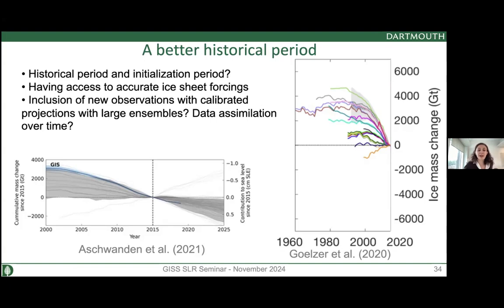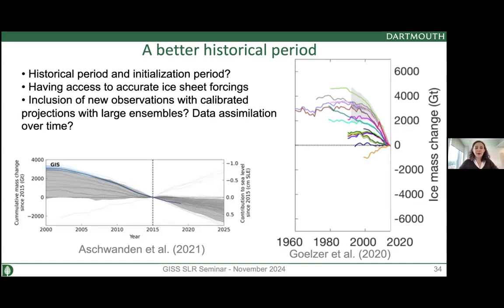So how can we move forward? Several things. We need to have access to accurate forcing from the atmosphere and ocean. We also have a lot more observations now. The first map of Antarctic ice flow was in 2011. I was still finishing my PhD. That says a lot. Now we have observations showing velocity almost every other week. And so how can we take advantage of that? How can we use these new observations to improve our models?